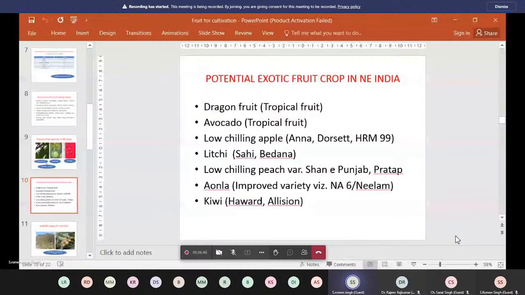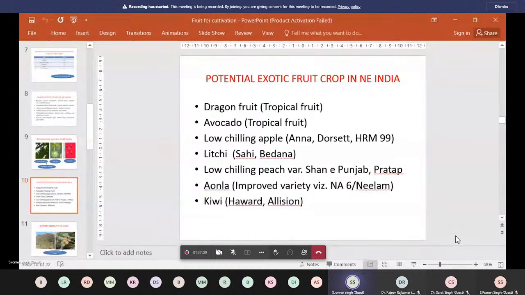Lychee earlier was not commercially grown, but it has shown potential as an exotic crop in the northeastern part, and cultivation has started. And there are low chilling pears also, Punjab Beauty, Punjab Nector and Pratap, which are low chilling varieties. These pears have also been introduced in the northeastern part of India and started growing.